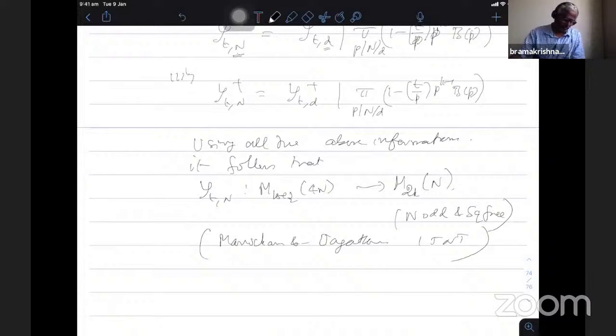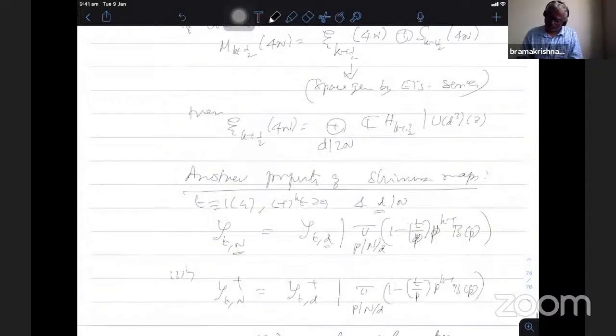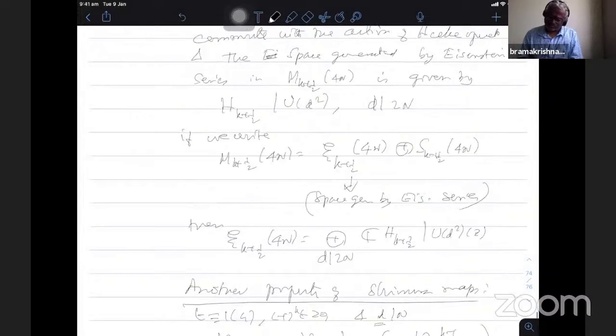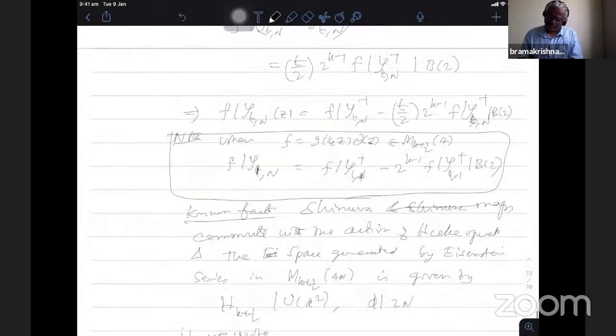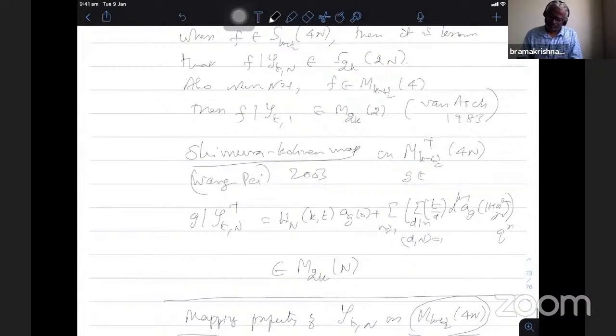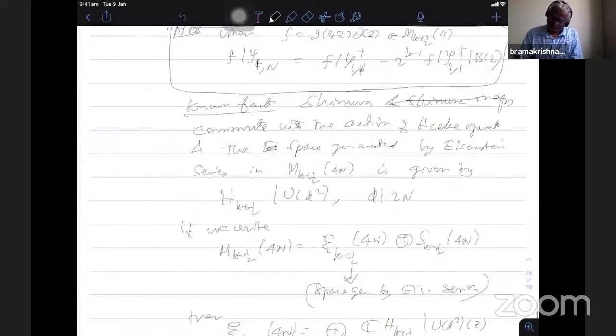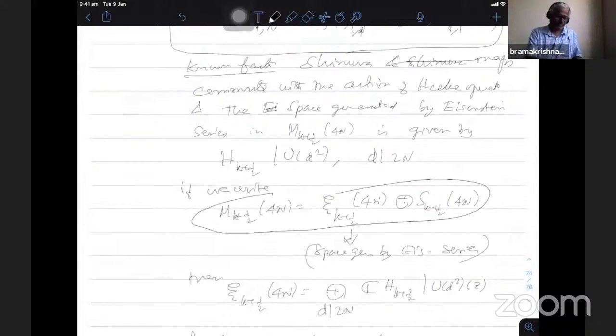Okay. So now, we just use this decomposition whenever we need it. This one, where did I write? The direct sum. Somewhere I wrote the direct sum, no? M_{k+1/2}^plus of, this one. So this direct sum will be needed.